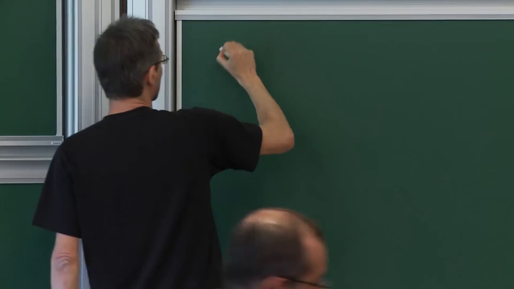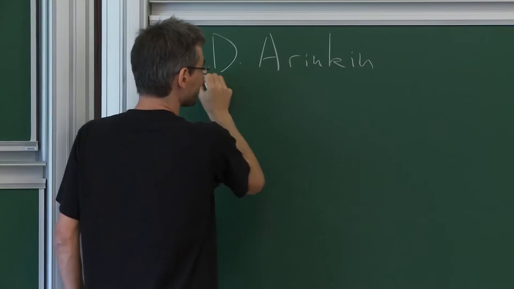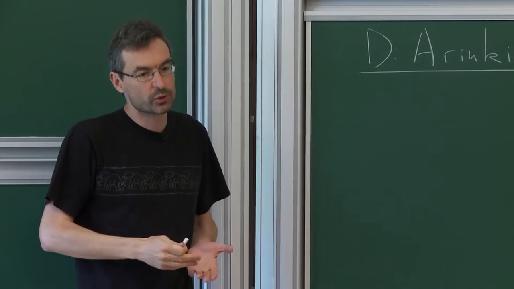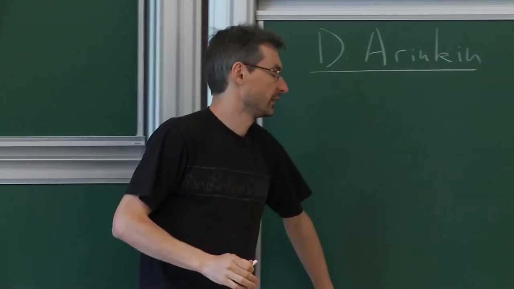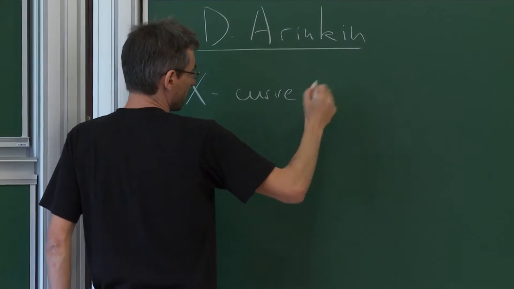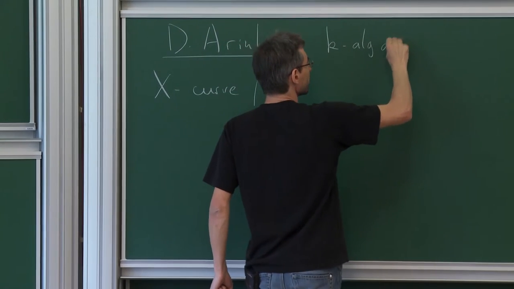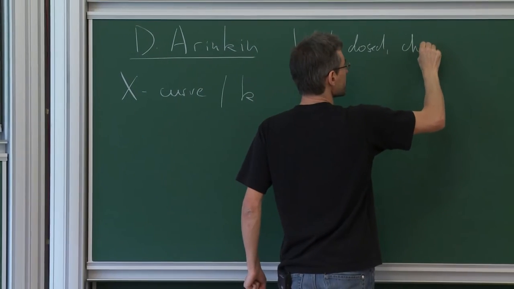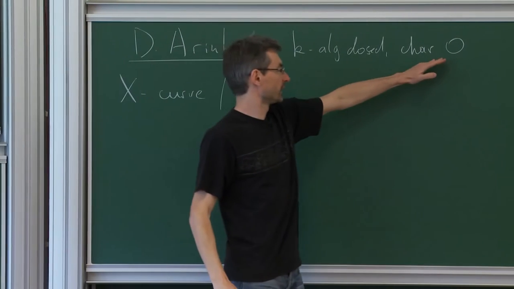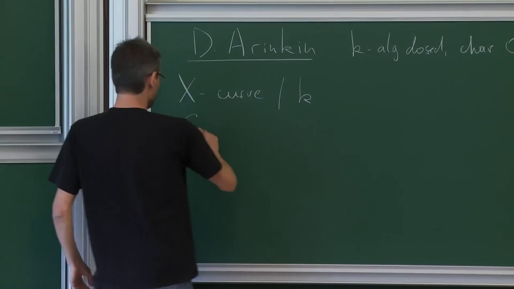So all of this is joint work with Dima Arinkin. For us, the motivation came from geometric Langlands, so let me begin from there. X is a curve, smooth and complete over a ground field K. K will be algebraically closed, of characteristic zero. This is mainly just because I'm a coward, I'm afraid of characteristic p. And G is a reductive group.